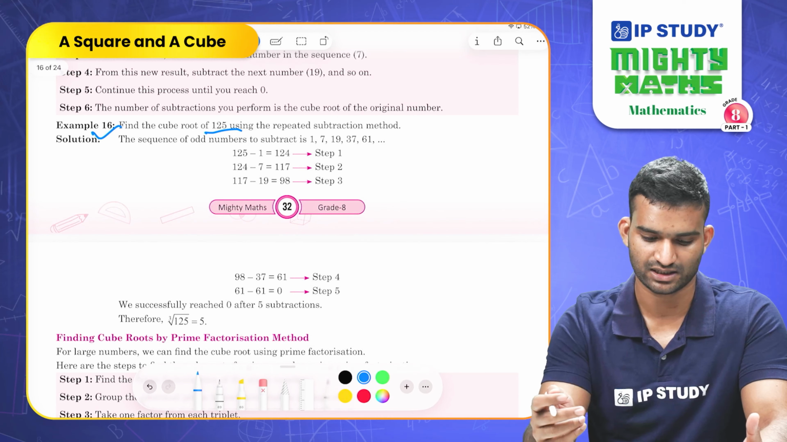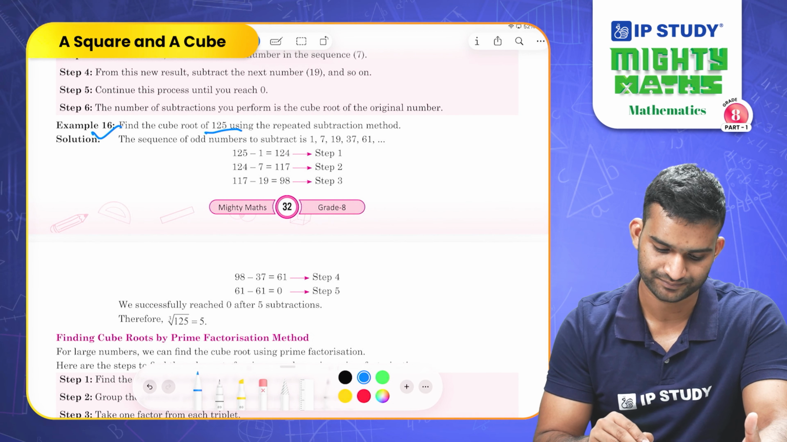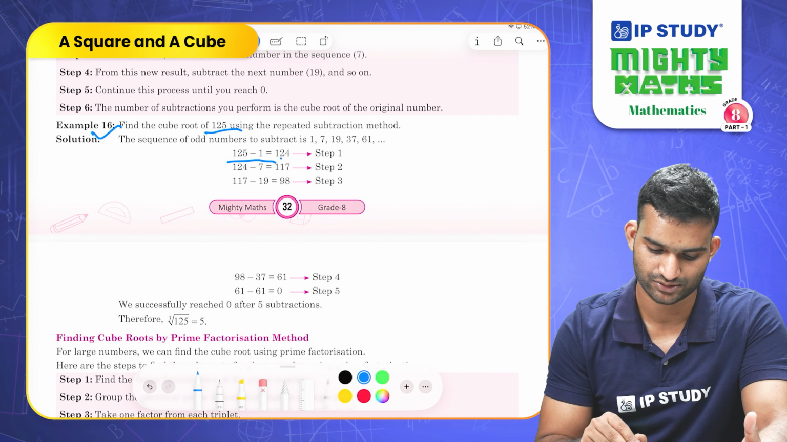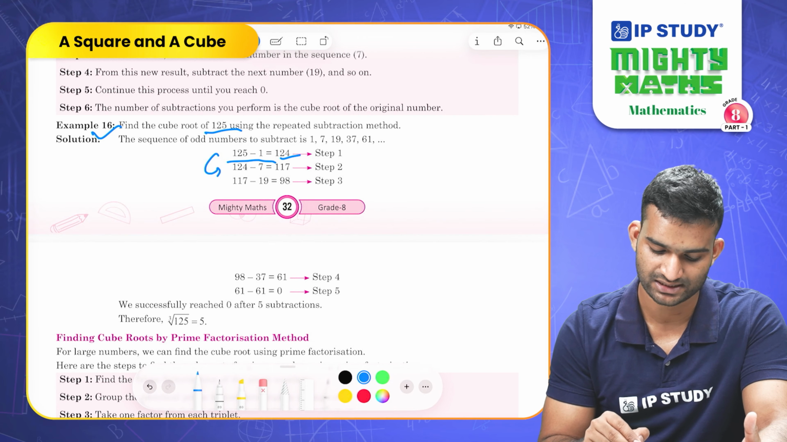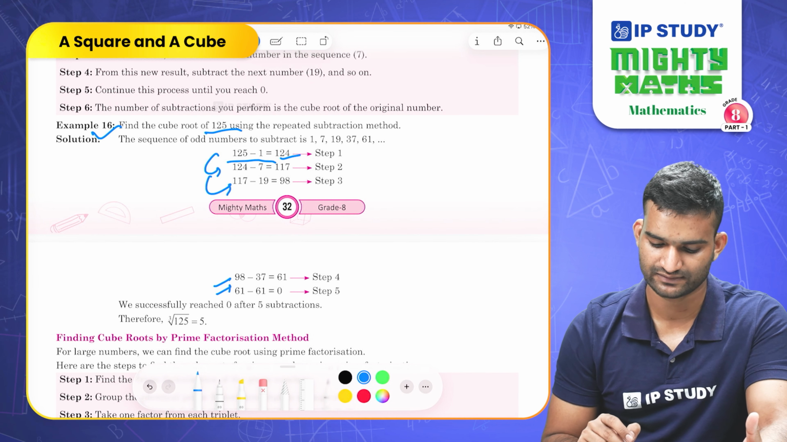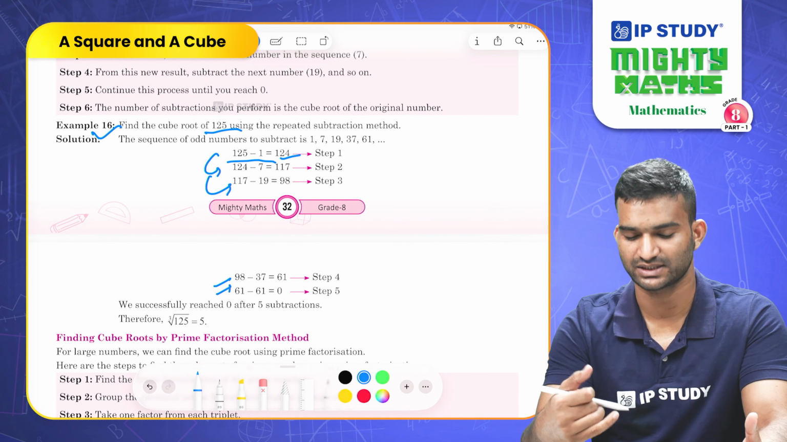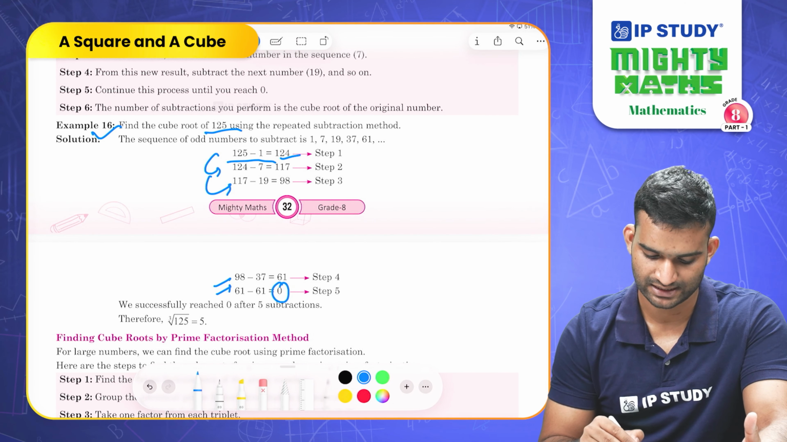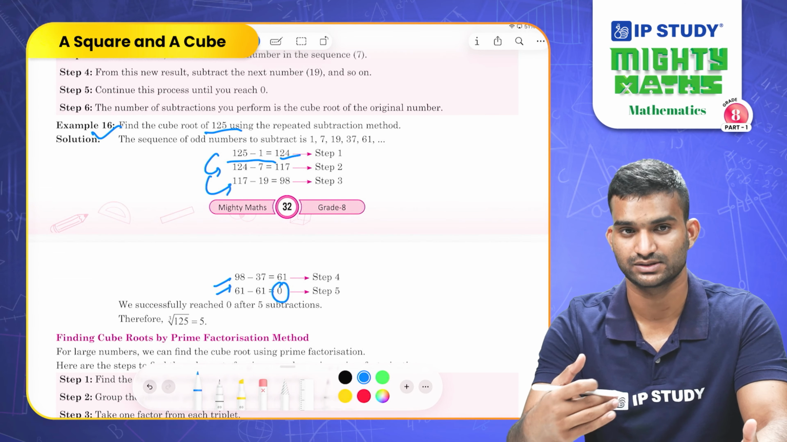So firstly we'll start with subtracting 1. So 125 minus 1 is 124. In the second step we subtract 7. In the third step we subtract 19 and so on. In the last step we subtract 61. So when we subtract 61 we get the difference as 0. This is the point where we stop.